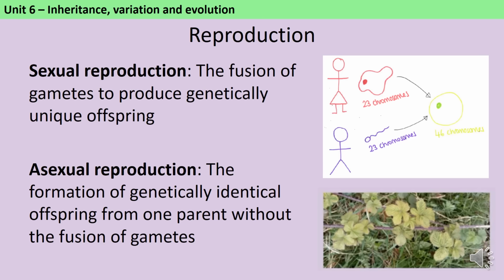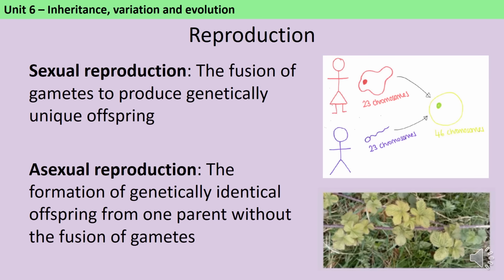The gametes in animals are sperm and egg cells, and in plants they are pollen and egg cells. The nuclei from the gametes fuse in a process called fertilisation. This will make genetically unique offspring, even if both gametes come from the same parent. Don't forget, some organisms are able to self-fertilise and reproduce sexually with themselves, but this is not the same thing as asexual reproduction, because it still involves gametes and fertilisation.